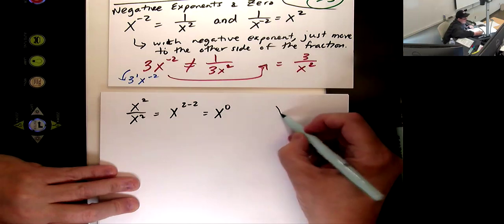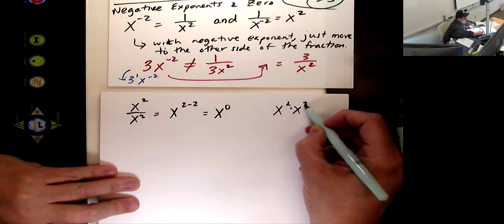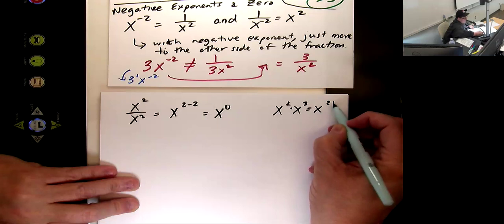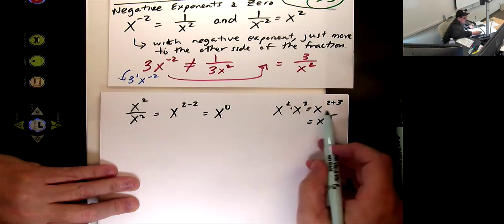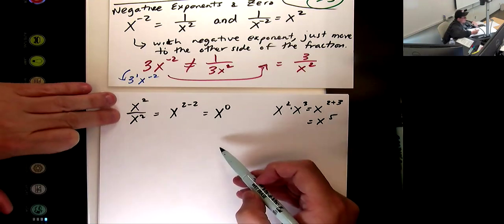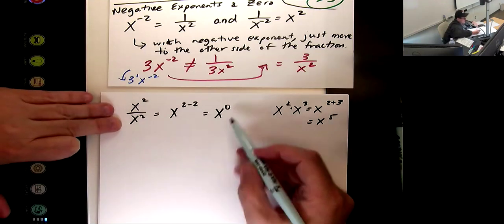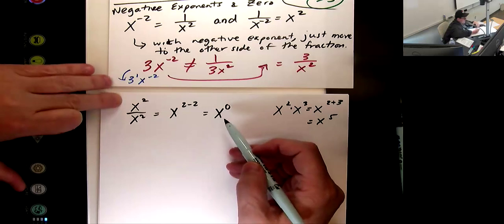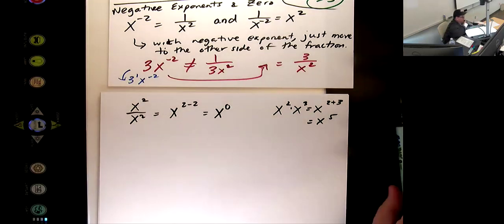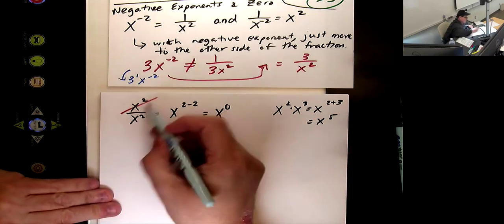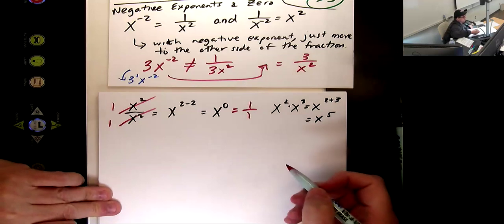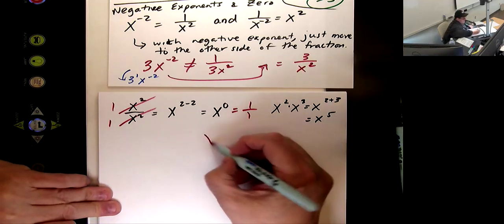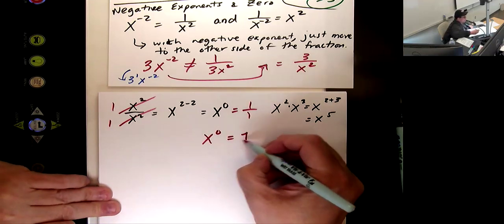Just the same as if I had x squared times x cubed, this would be x to the 2 plus 3, or x to the 5th. So when you multiply, you add the exponents. When you divide, subtract the exponents. So this is x to the 0, but if we just simplify the fraction first, it leaves behind a 1, this is 1 over 1. So anything to the 0 power is 1.